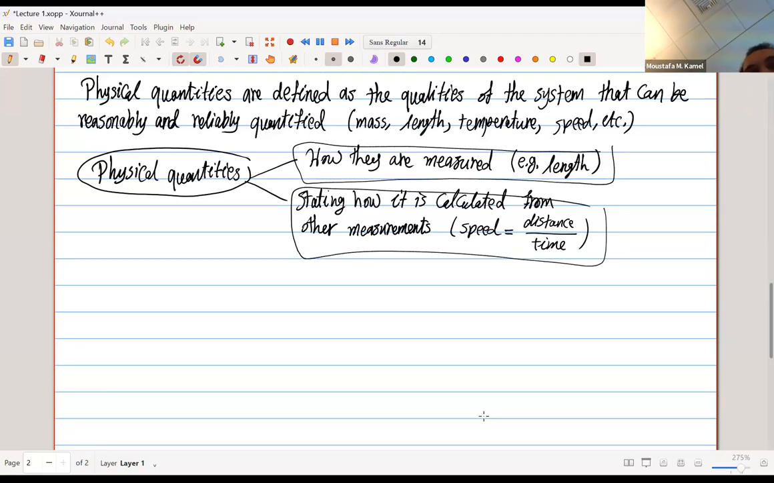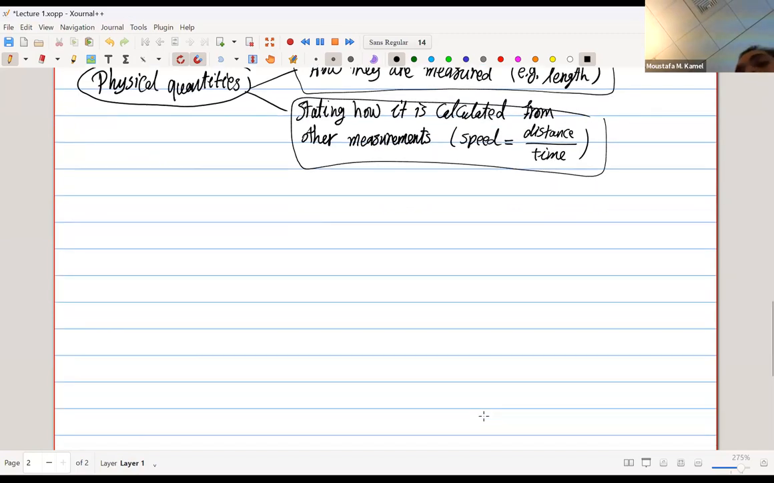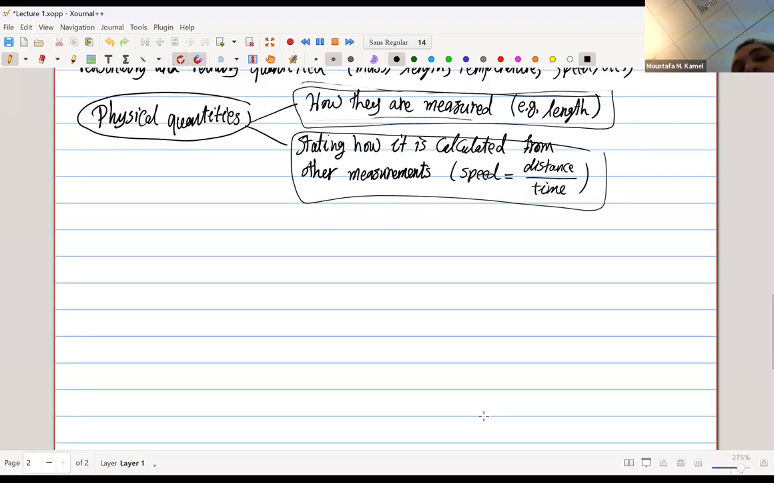Now, what's a measurement? If we look at this definition, how they are measured, okay, how do we measure something? What's a measurement? If you want to think, for example, about length, what's a measurement of length? What does it mean when I tell you, okay, this pen is 12 inches or something? What does that mean?